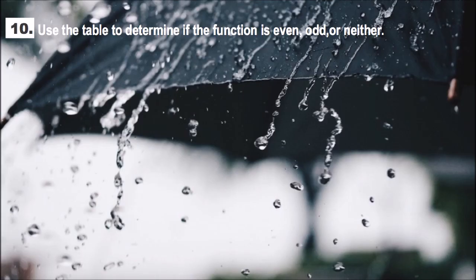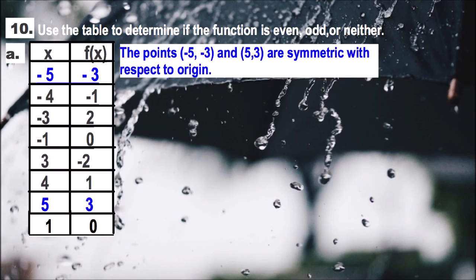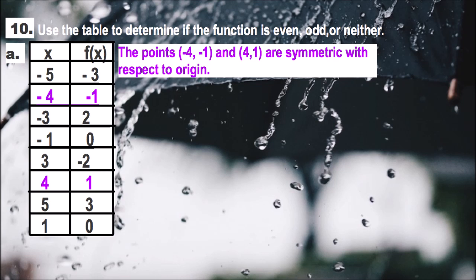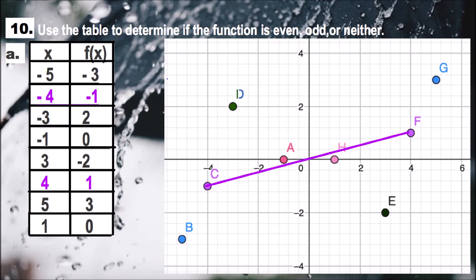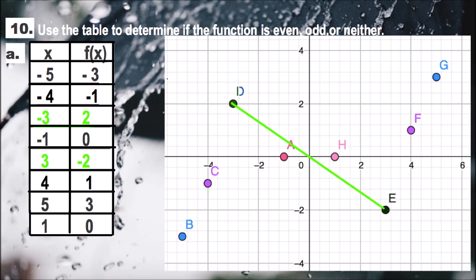Use the table to determine if the function is even, odd, or neither. The points -5, -3, and 5, 3 are symmetric with respect to the origin, as seen in this chart B and G. The points -4, -1, and 4, 1 are symmetric with respect to the origin. Points C and F, as shown. The points -3, 2, and 3, -2 are symmetric with respect to the origin. Points D and E on the chart.